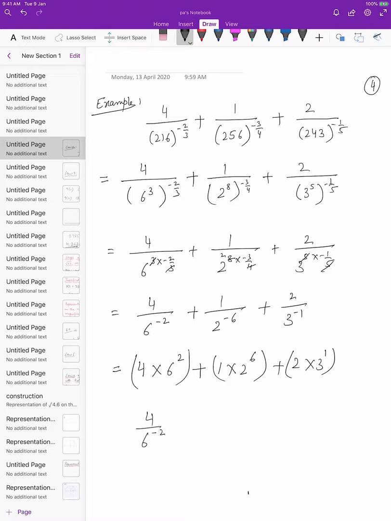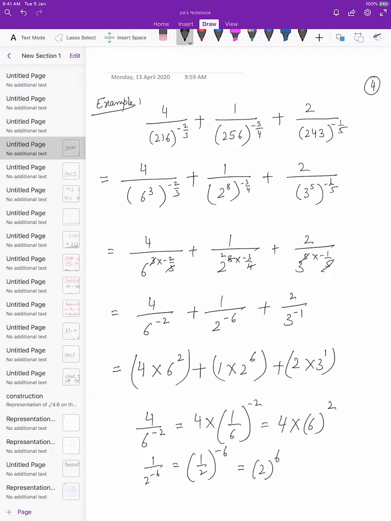4 upon 6 to the power minus 2 can be written as 4 into 1 by 6 raised to the power minus 2, which is equal to 4 into 6 raised to the power 2. And the same thing continues with the other two parts. If I take 1 upon 2 raised to the power minus 6, now I want to change it to a positive exponent, so this will become 2 raised to the power 6.